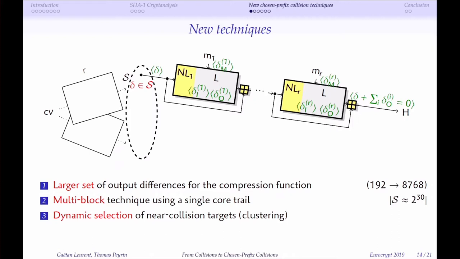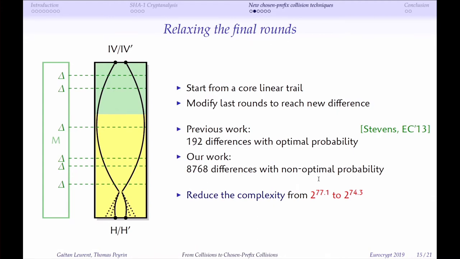The first trick is to look inside the compression function and give more freedom at the end. The second trick is to use several blocks. And the final trick is something we call clustering, which I will talk about later. But it's basically that we don't fix in advance which blocks we're going to use. So let's start with the first trick.